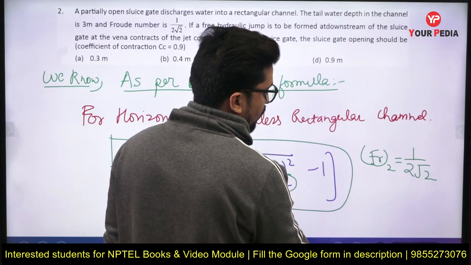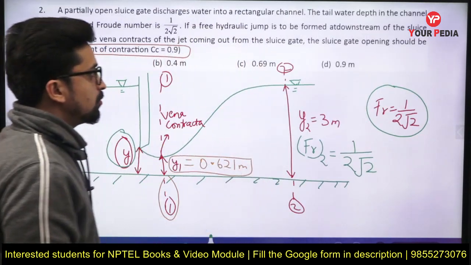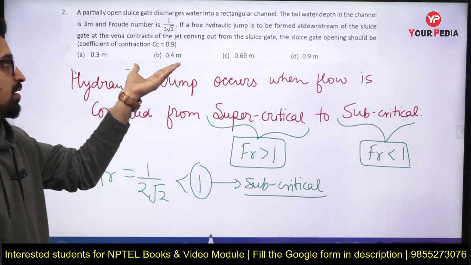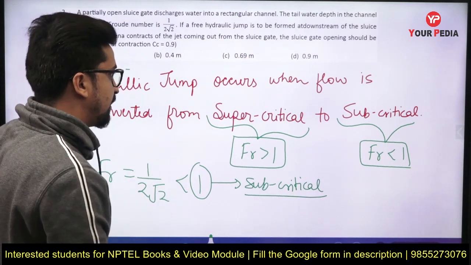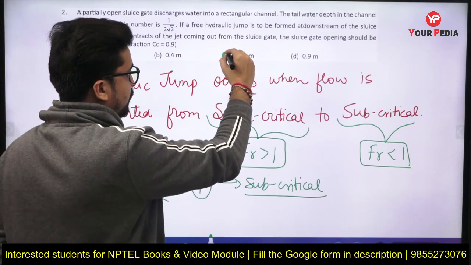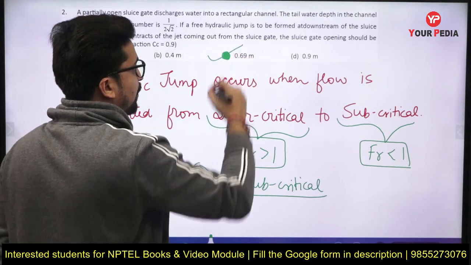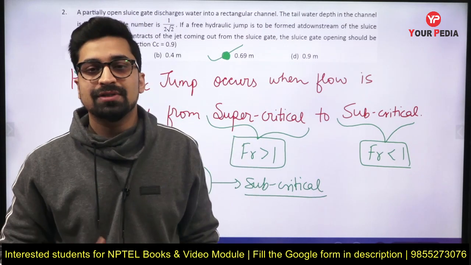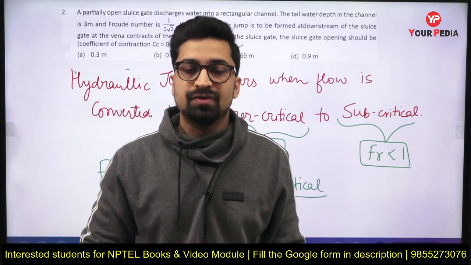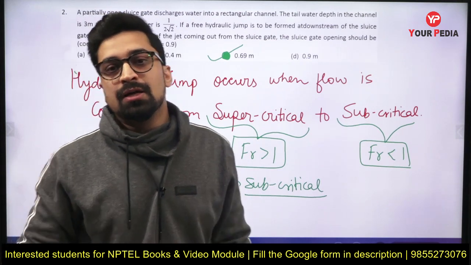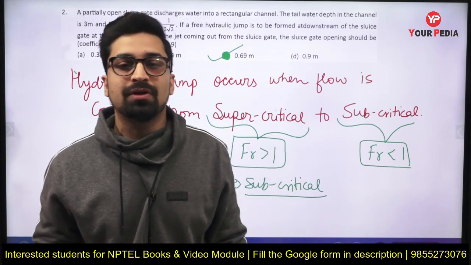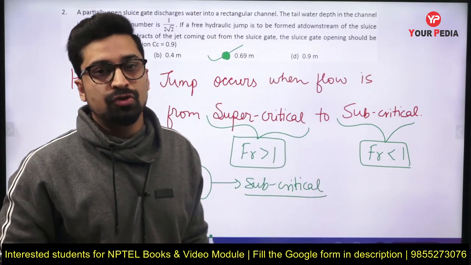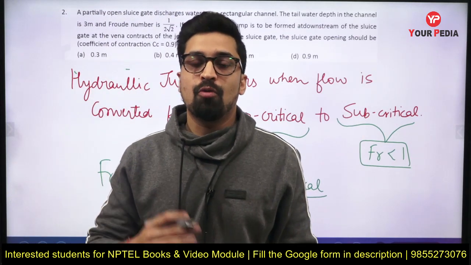So let us come back to our options and see which option is correct. They have given A as 0.3 meter, B is 0.4 meter, C is 0.69 meter, and this is the correct option for this question. Therefore, the depth of flow below the sluice gate, or the gate opening, will be 0.69 meters. So this was a simple question based on hydraulic jump, also using some principles of fluid mechanics, because the coefficient of contraction is generally studied in fluid mechanics. So this was a wholesome question of open channel flow.